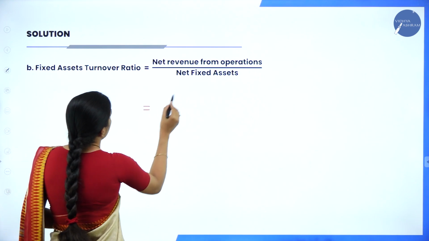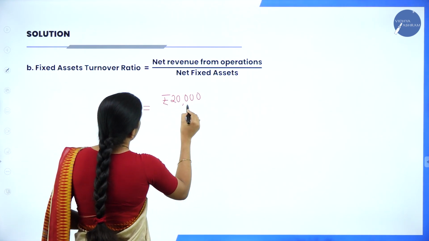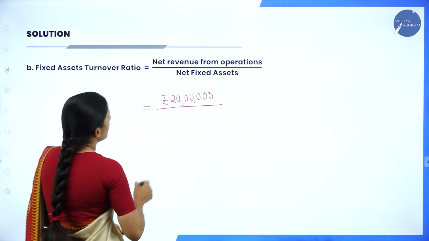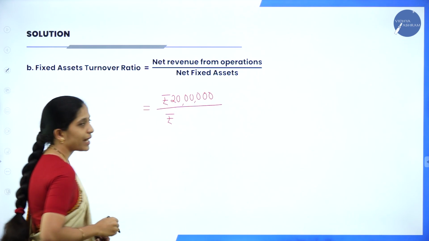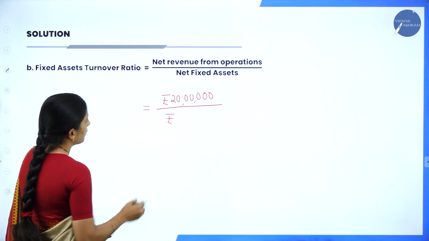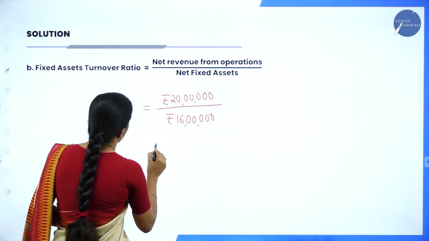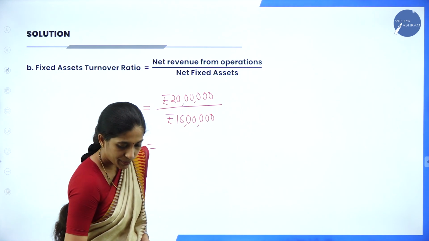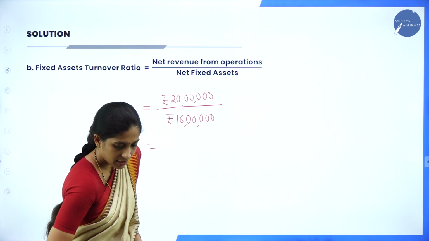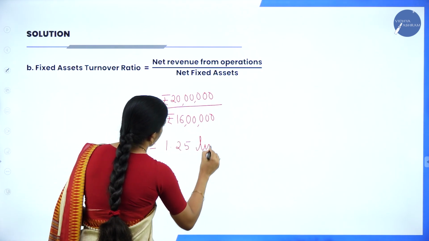So net revenue from operations is 20 lakh, divided by net fixed assets. Net fixed assets is 16 lakh rupees. That is equal to 20 lakh divided by 16 lakh. So this will be 1.25 times.